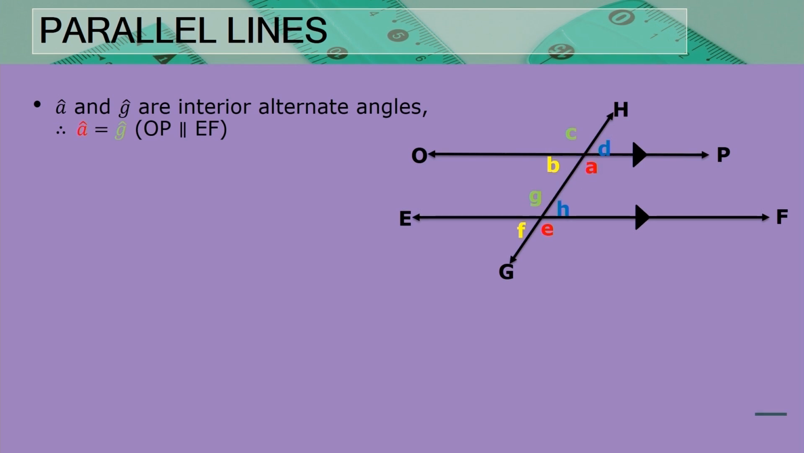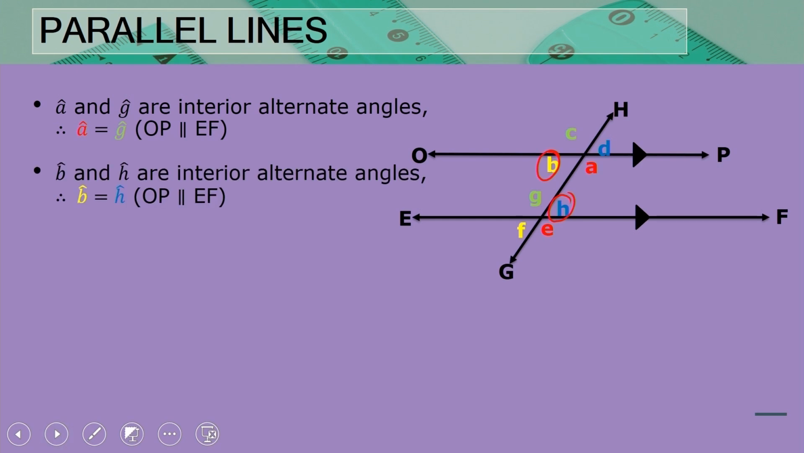They are not the only ones that are interior alternate. We have angle B and angle H, so they will also be equal because they are interior alternate angles.